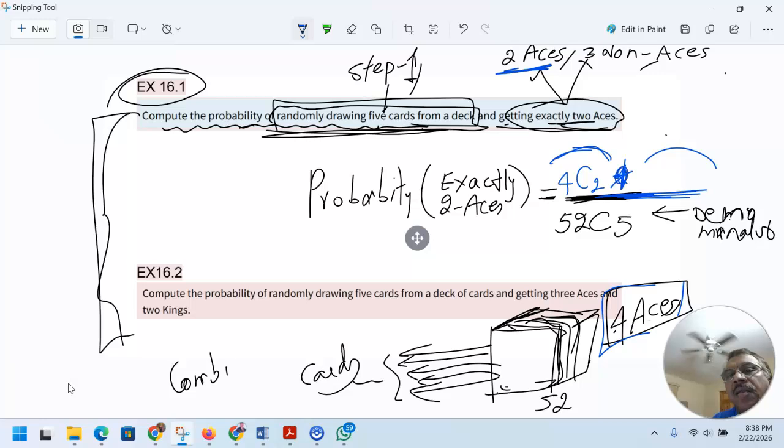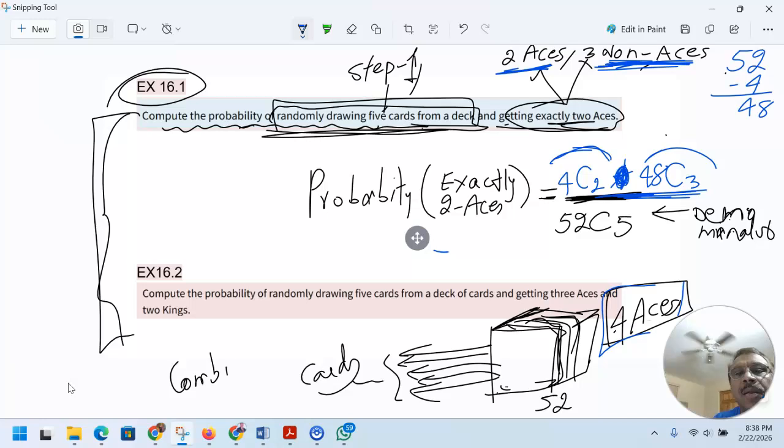And once that is done, next you have to pick 3 non-aces. That means you are going to do C, with 3 cards picked, but they should be non-aces. That means from 52 cards you take away the aces, and that will be 48. And that's why we put 48 here.